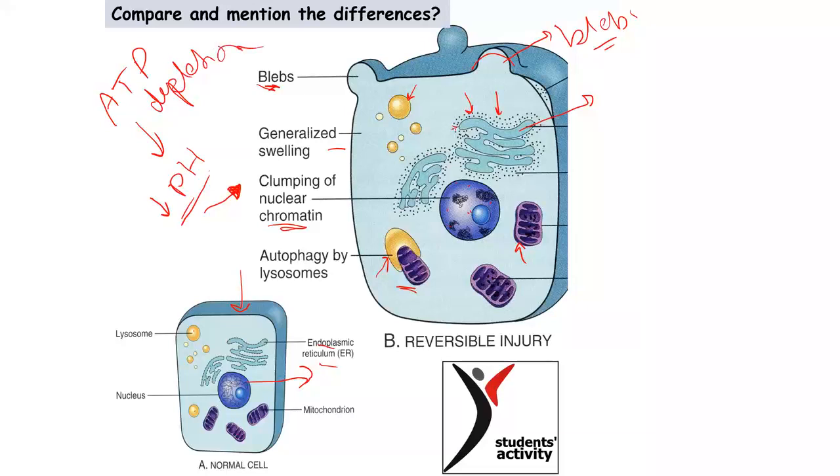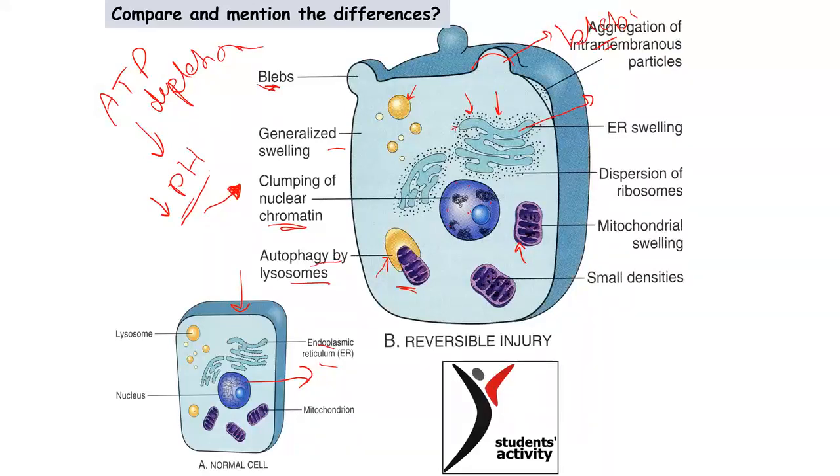Fine. Autophagy by lysosomes to all the organelles, trying to save some energy. We have endoplasmic reticulum swelling with dispersion of ribosomes, detachment of ribosomes, mitochondrial swelling with small black densities inside. Fine. This is the reversible kind of injury.